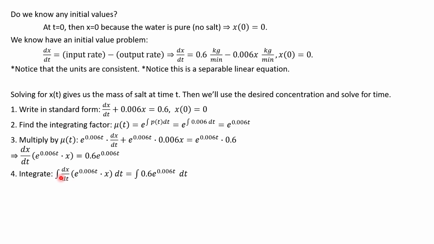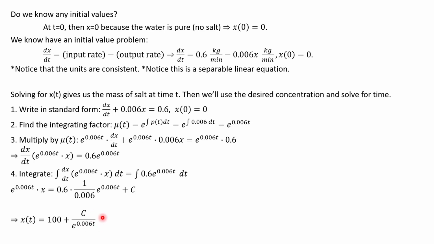On the left side, you just integrate the derivative. Those are nice and they undo each other. And then on the right side, we end up with 0.6 times 1 over this power here, 0.006, and then e to that same power, plus our constant c. So we want x, so then just divide by e to the 0.006t. We get x of t equals 100 plus c over e to the 0.006t.